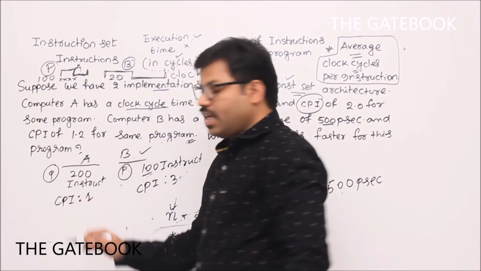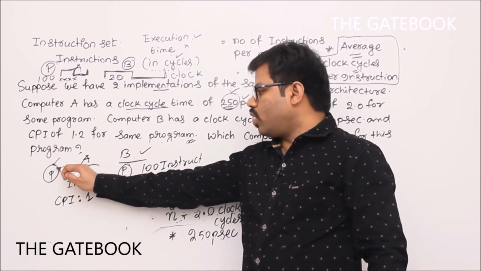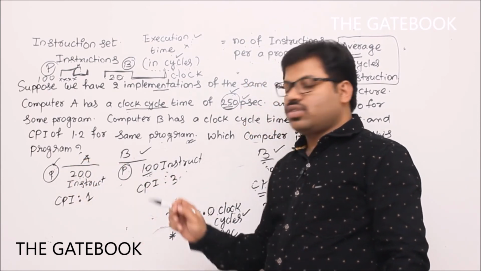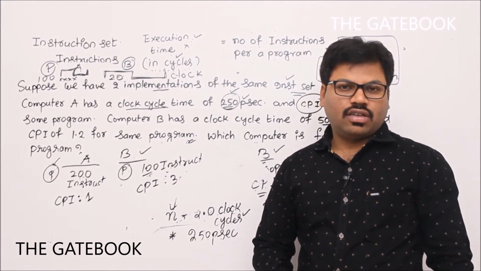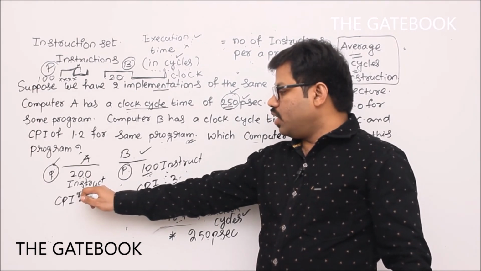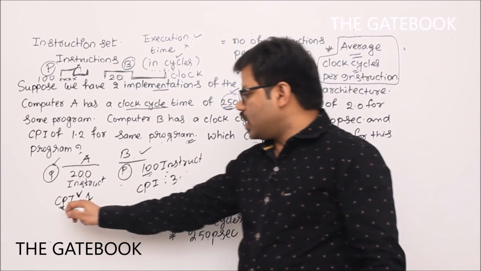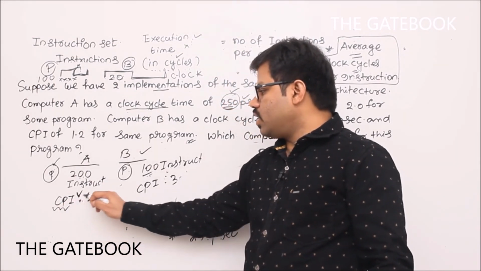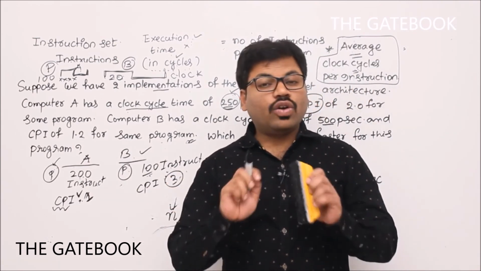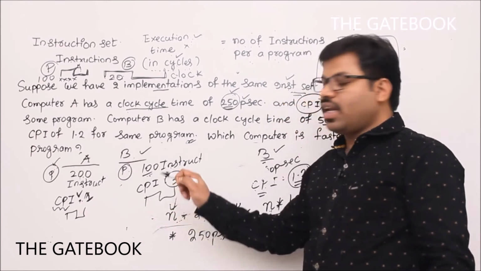Now you tell me, same problem, computer A, computer B. To execute one program, 200 instructions are to be executed. To execute the same program, here only 100 instructions are to be executed. Which one is faster? Don't answer, ask for more details. One more detail you should know is, sir, what is the instruction execution time? That is important. On average, each instruction requires 1 clock cycle here, and here each instruction requires 3 clock cycles. Again, don't decide. Maybe this computer's clock cycle and that computer's clock cycle may not be the same.